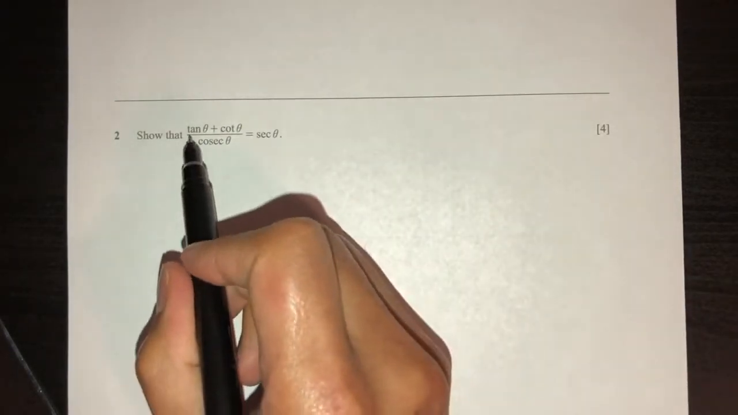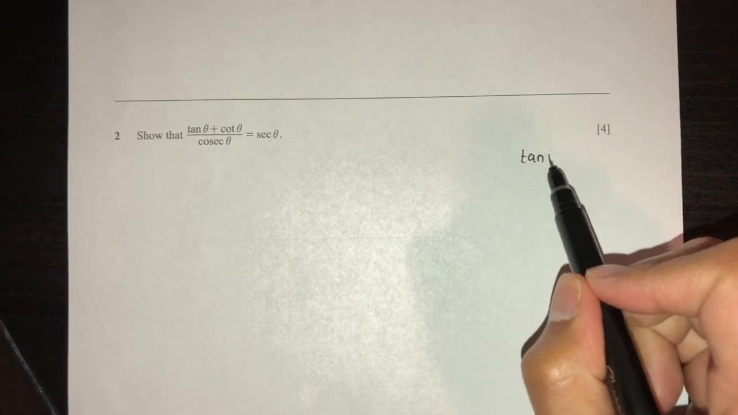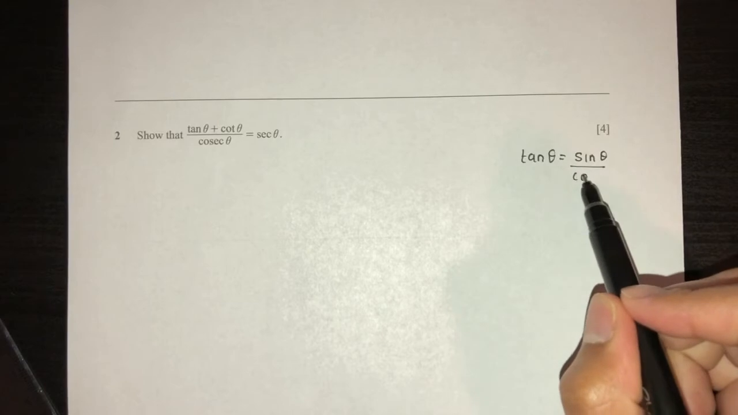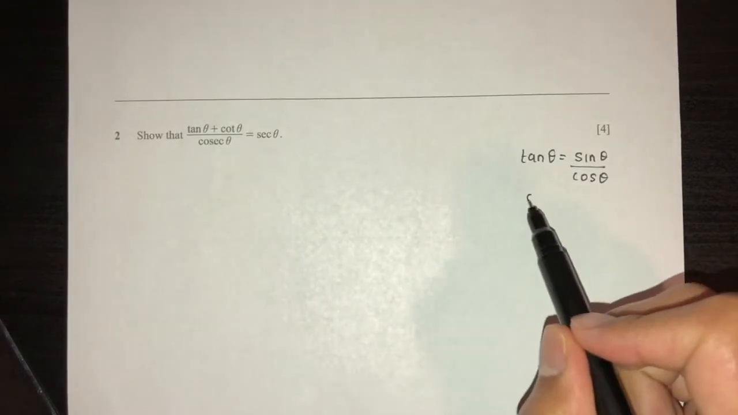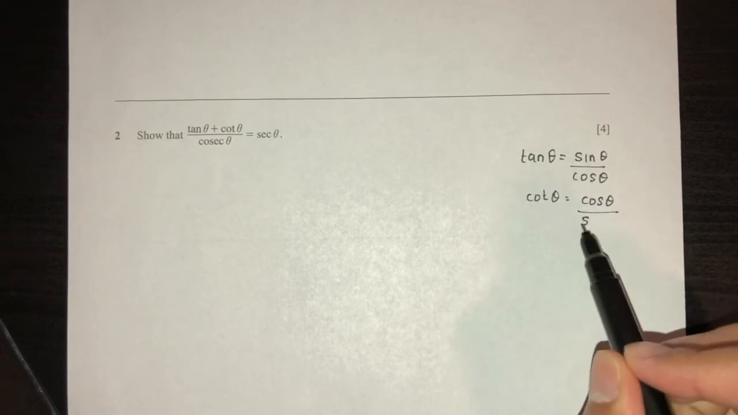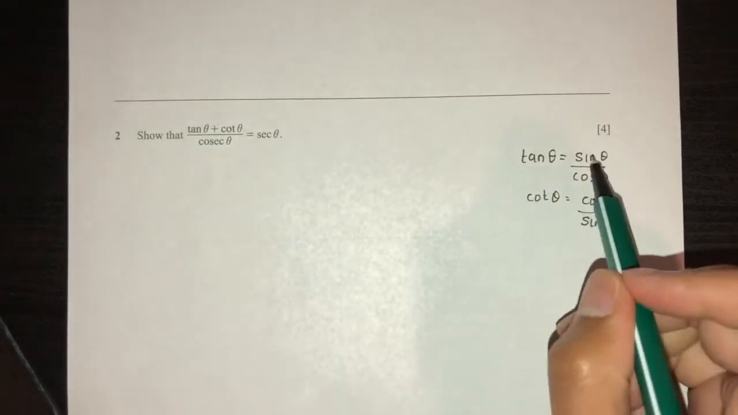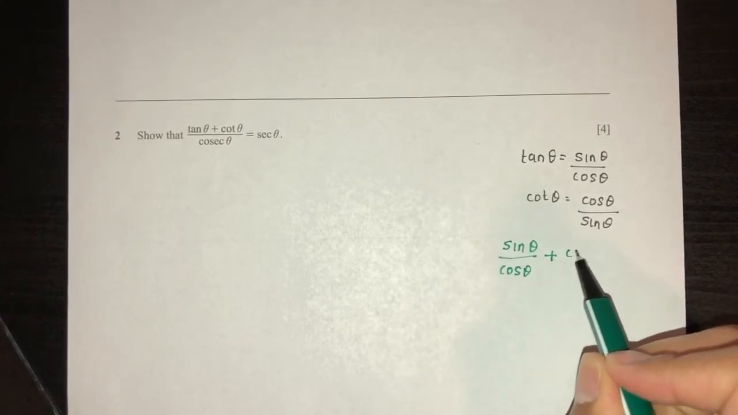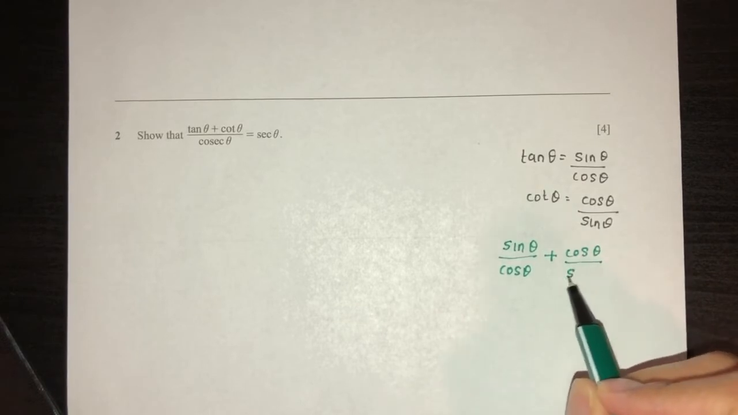Now question number 2, we have to show that this is equal to this. So we have to simplify from the left hand side. What is tan? Tan theta is equal to sine theta over cos theta. What is cot? Cot theta is cos theta over sine theta. Now we have to simplify tan theta plus cot theta, so you have sine theta over cos theta plus cos theta over sine theta.